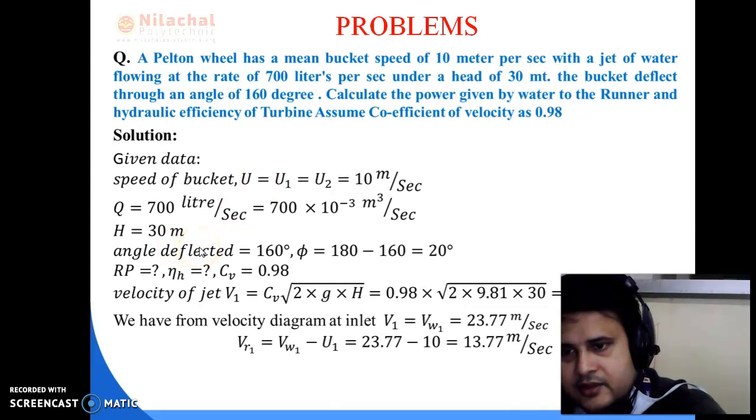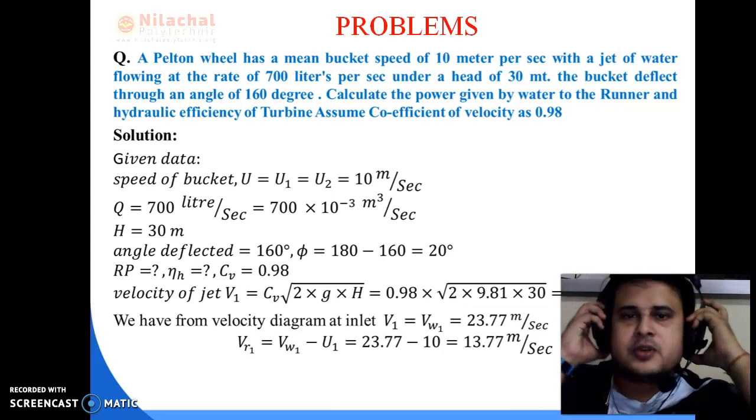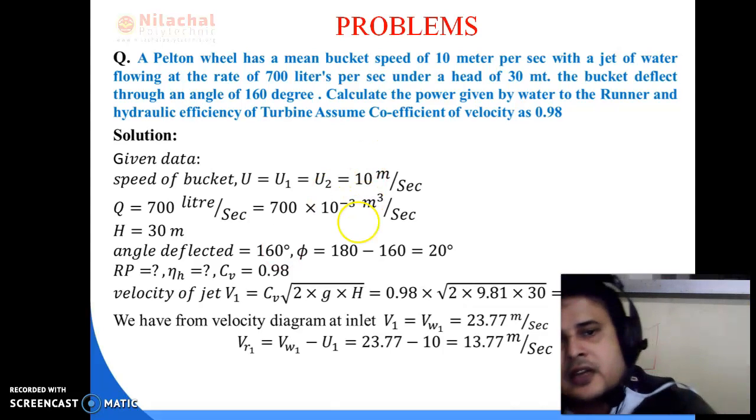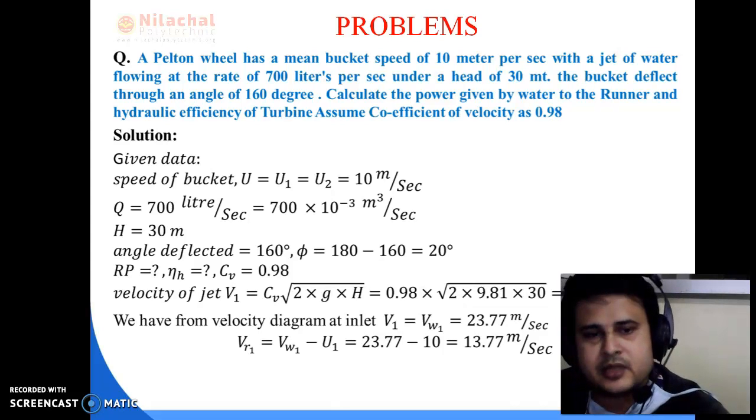So already we are having these data given to us. Now using these data we can solve the problem. First of all, we have to go for the calculation of runner power. While we calculate the power given by the water to the runner, we have to remember the formula for power given by the water.